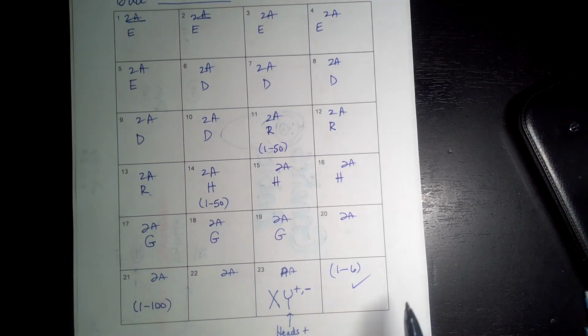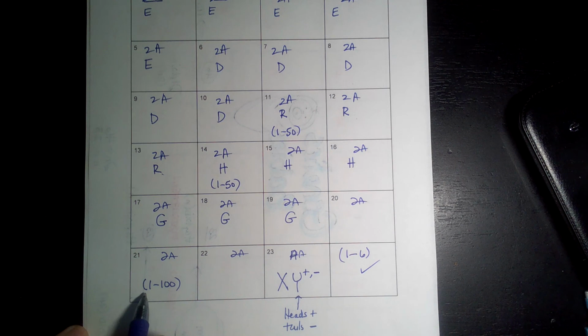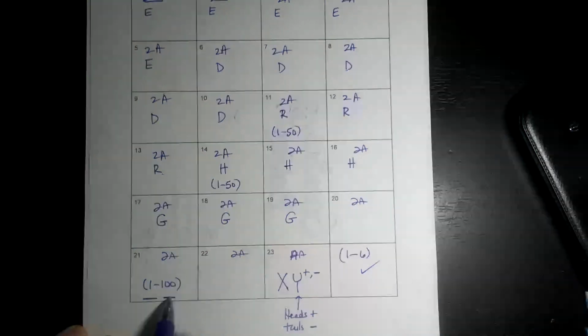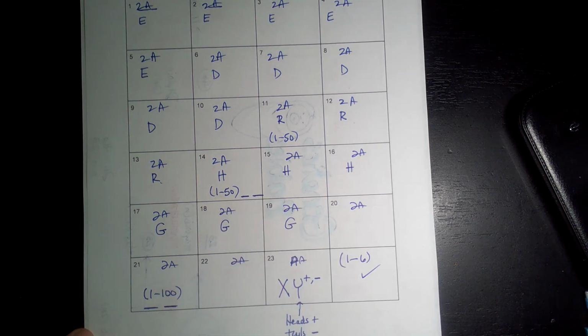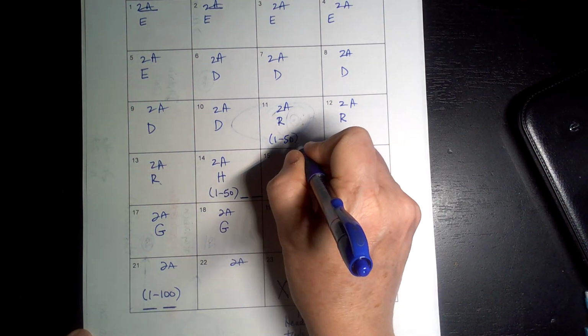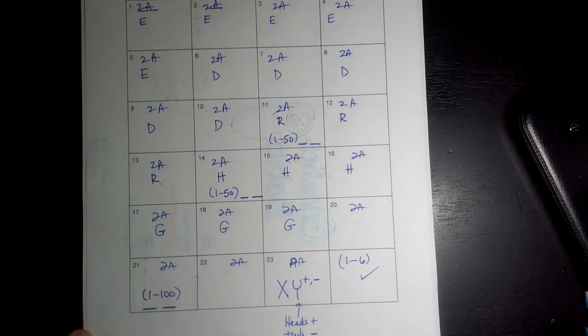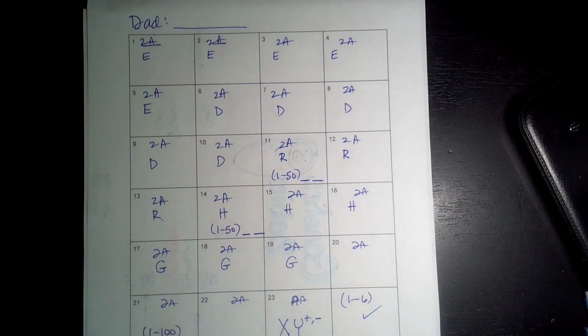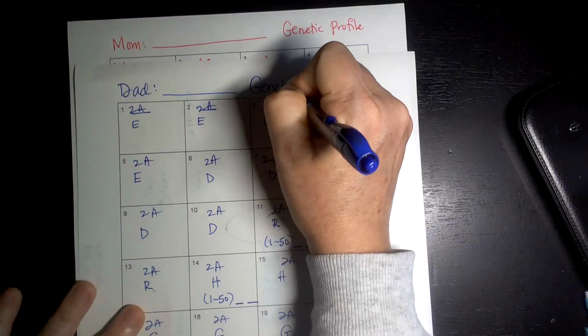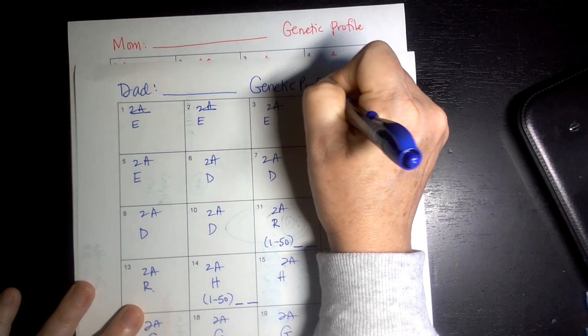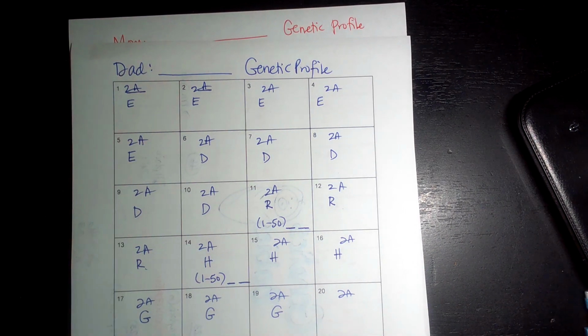This one's good. We only need 1 number there. Here, between 1 and 100, 2 different numbers. Here, between 1 and 50, 2 different numbers. And then here, between 1 and 50, 2 different numbers. Okay? So now you should have a very complete sheet. And then this would be Dad's genetic profile. Okay? And then tomorrow, we will take those letters, we'll combine them, we'll put them together, we'll make our baby, and then we'll figure out what our baby looks like. Okay?